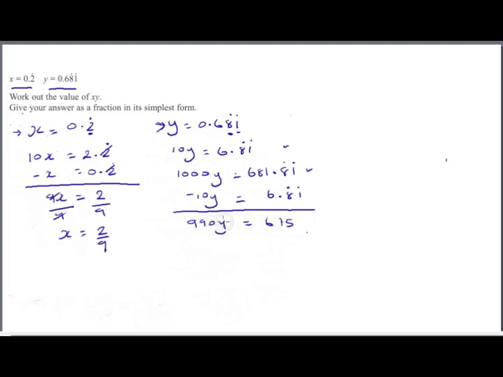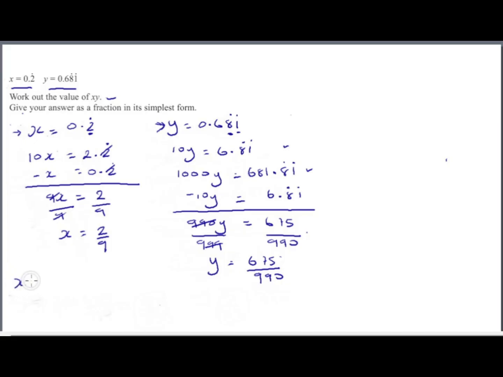Now we need to solve for y. To solve for y, we're going to divide both sides of the equation by 990. Divide by 990. 990 cancels with 990, so you're left with y equals 675 divided by 990. All right. Now that we know what y is as a fraction, we know what x is as a fraction, we can go ahead and multiply them because they ask us for xy.